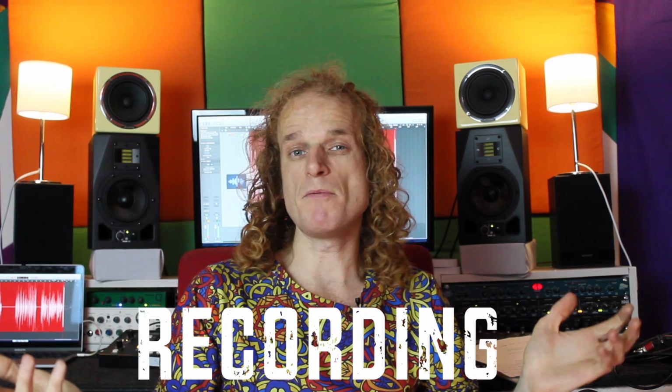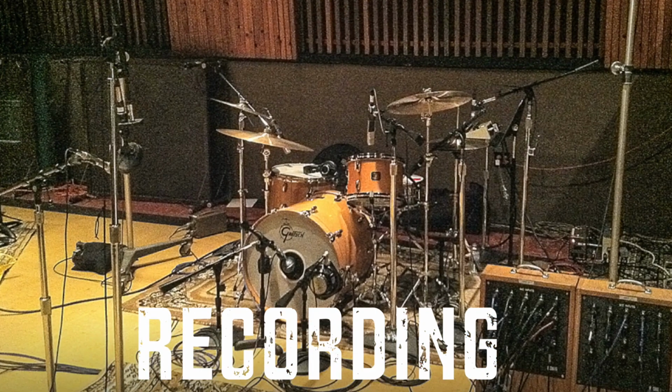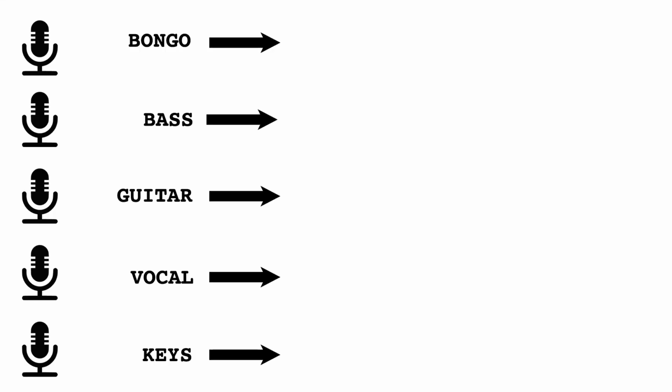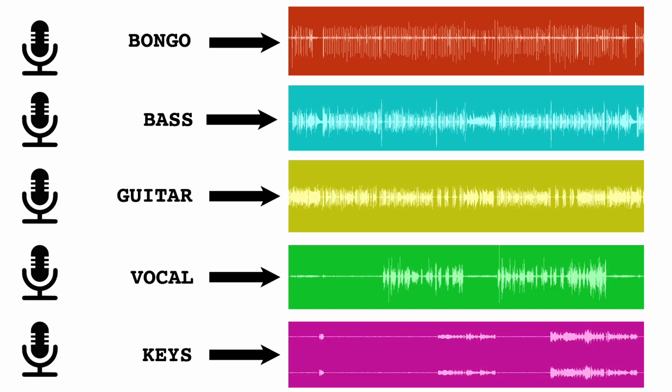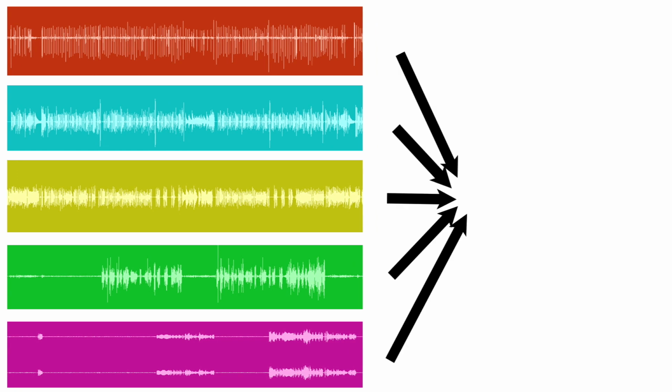So recording, we probably all know what that is. You get a load of mics, you stick them around stuff, put some on the drums, put one on the singer, give some to the bass player if they're lucky, and then record each microphone separately. So each one of those microphones, the different sources, gets recorded as a track. And we can mix these tracks into a mix.